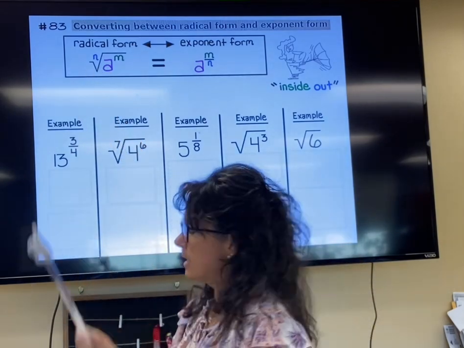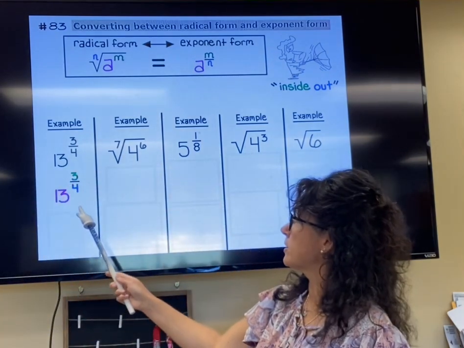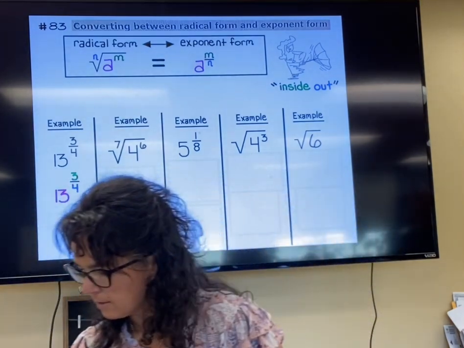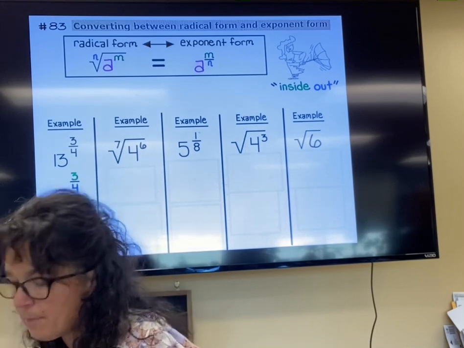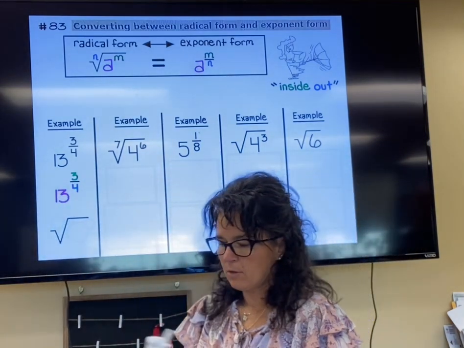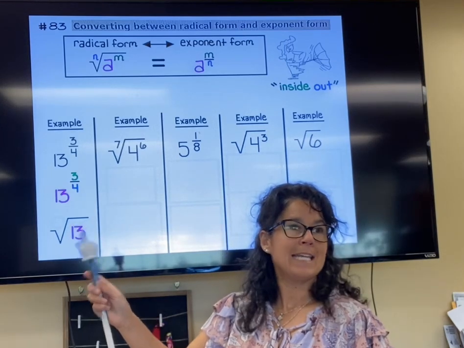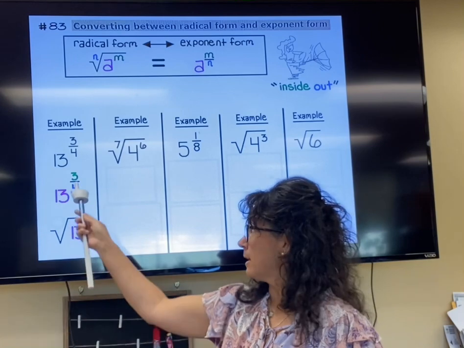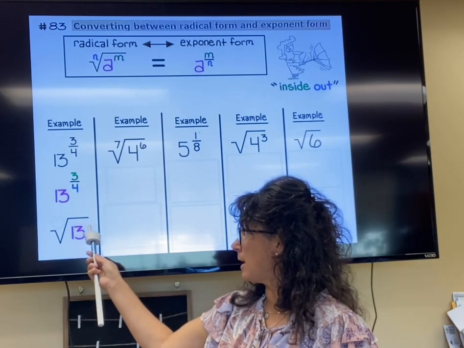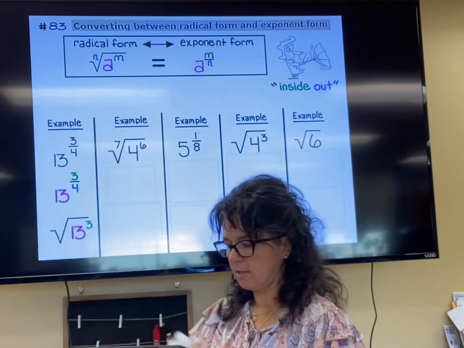So for this first example, I'm just going to color code it first. Next, I've got my root sitting there because I'm turning it into root form. The 13 is this number here, and then inside, outside. 3 goes on the inside, 4 goes on the outside.